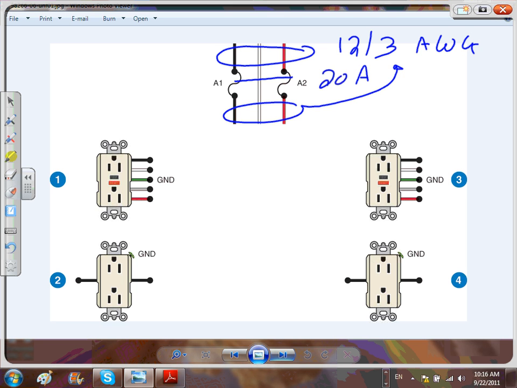So a 20 amp circuit breaker, we're going to wire. This is a kitchen, typical. You guys are going to do this in the kitchen. And we need two small appliance circuits in the kitchen going through the countertop. Both of them. So how are we going to wire it?